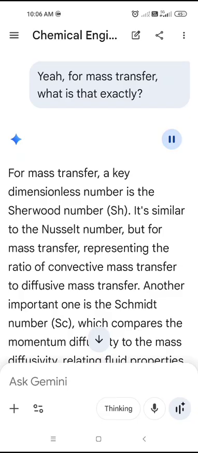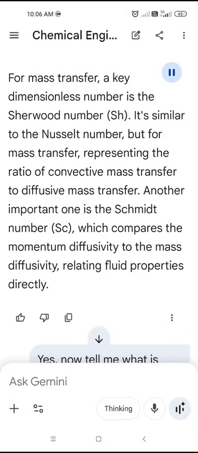For mass transfer, a key dimensionless number is the Sherwood number, Sh. It's similar to the Nusselt number, but for mass transfer, representing the ratio of convective mass transfer to diffusive mass transfer. Another important one is the Schmidt number, Sc, which compares the momentum diffusivity to the mass diffusivity, relating fluid properties directly.